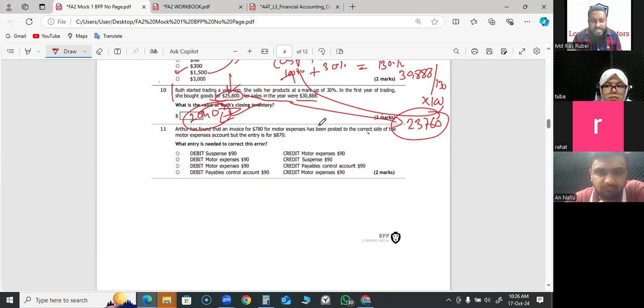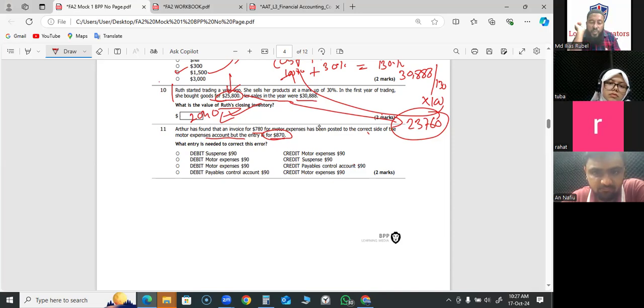The next question is very simple, easy peasy. Arthur has found that an invoice of 780 for motor expense has been posted to the correct side of the motor expense account, but the entry was overstated. Expenses are shown higher. This is a single, one-sided entry, motor expense only. You have shown motor expense higher, so you need to make it down.